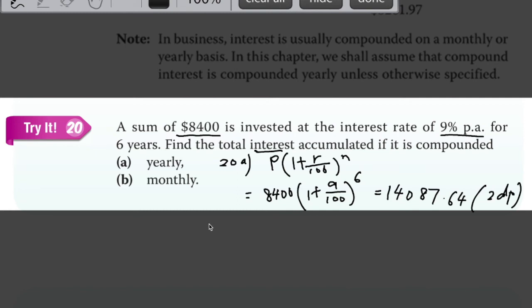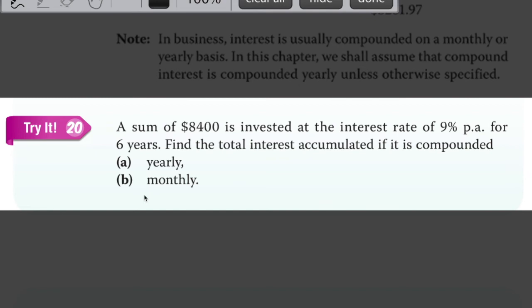So for the interest accumulated, you got to use whatever total amount is left in your bank, minus away the initial principal amount. So you have here 5687.64. This is the interest accumulated. After 6 years, you just put your money there, you earn 5,600. Not too bad.